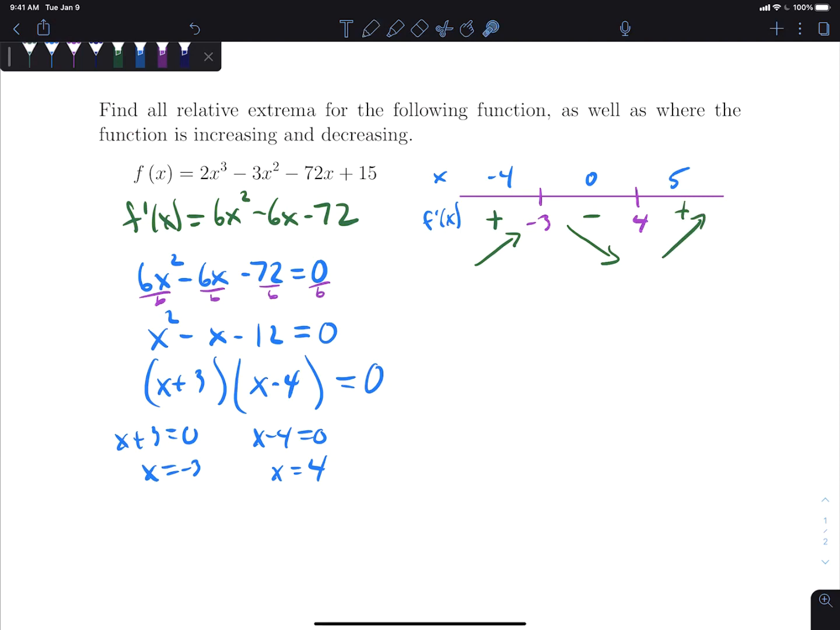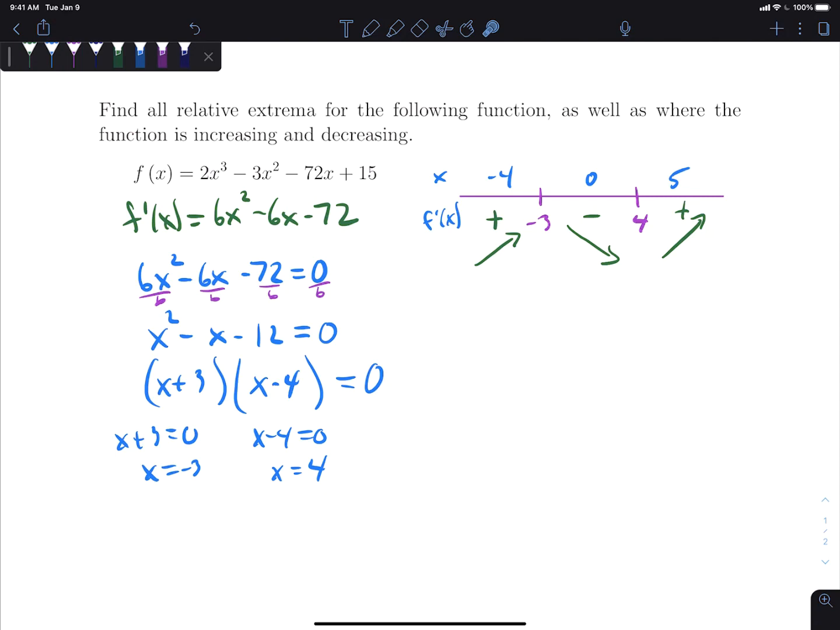So the derivative in these regions is positive, negative, and positive. In other words, it's going up, down, and up. So at negative 3, the question is does it change signs between each side? This is positive, and then it becomes negative. So yes, it is a relative extremum. And this 4, it's going down and then up, and it does change sign between those two regions. So yes, that is also a relative extremum.